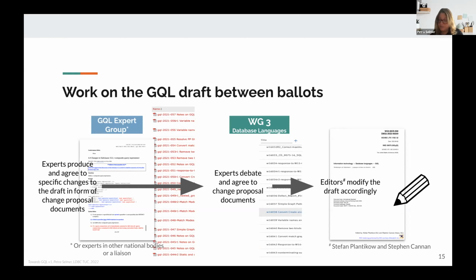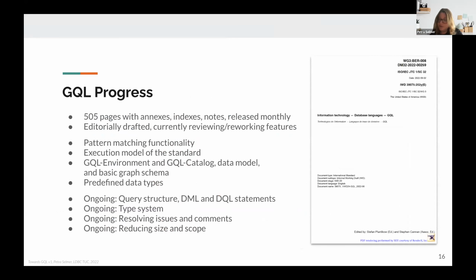And this is where Stefan and Stephen, our editors of GQL, take a lot of time to take that change proposal and very carefully incorporate it into the standard. That usually takes a couple of weeks. So it's certainly not a trivial piece of work. And just a bit of information on the GQL standard as it stands at the moment: it's 505 pages. We usually get a new release every month, because we have a WG3 meeting once a month. So it does get updated quite frequently.